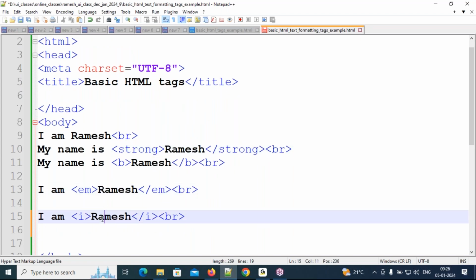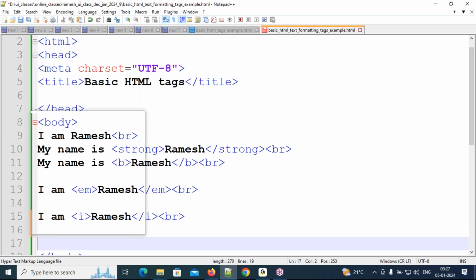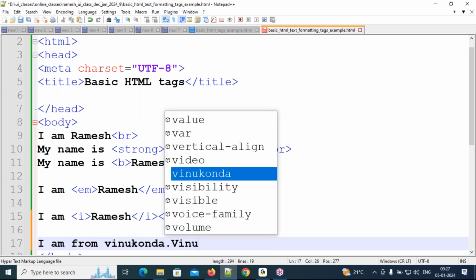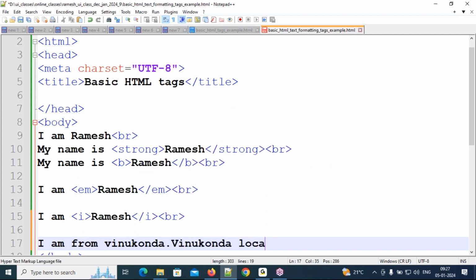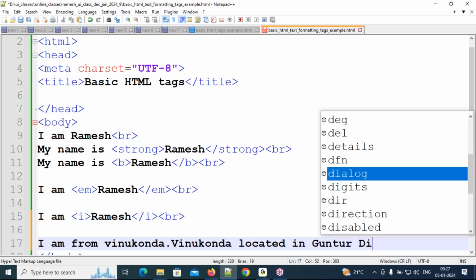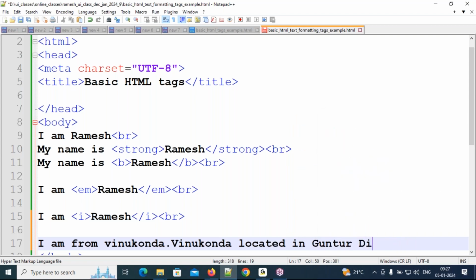So Ramesh and Ramesh. This is EM and I. Okay, right. Then after here: I am from Vinukonda, located in Guntur district. Sorry, Palnadu district, Andhra Pradesh state.